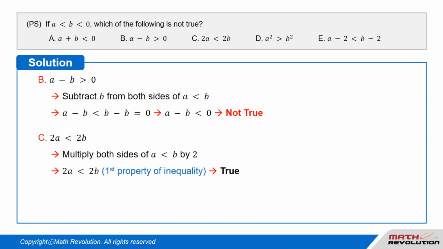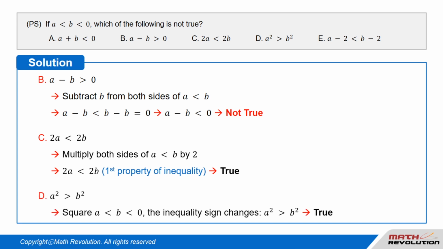Option C. 2 times A is smaller than 2 times B. When we multiply both sides of A is smaller than B by 2, the inequality does not change, and we get 2 times A is smaller than 2 times B by the first property of inequality, positive rule in inequality. Thus, this option is true.